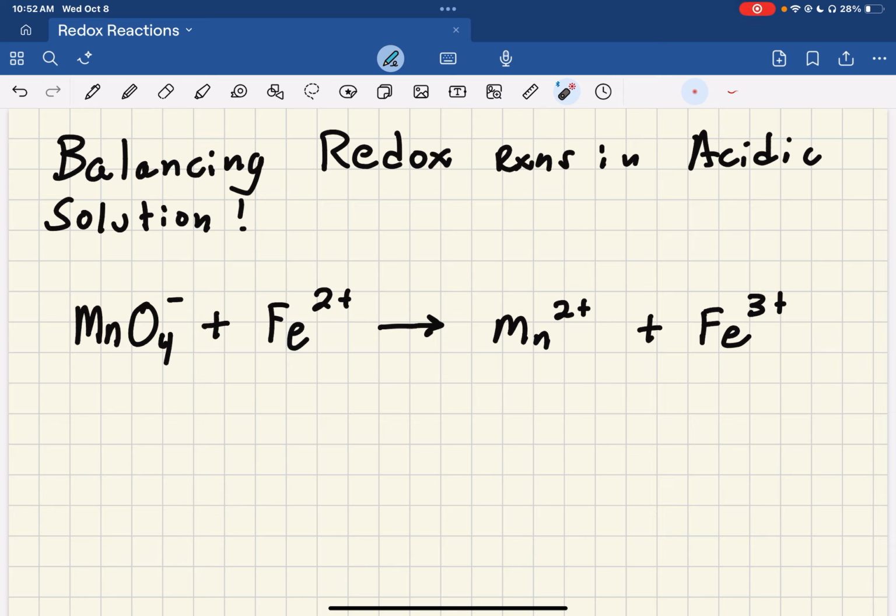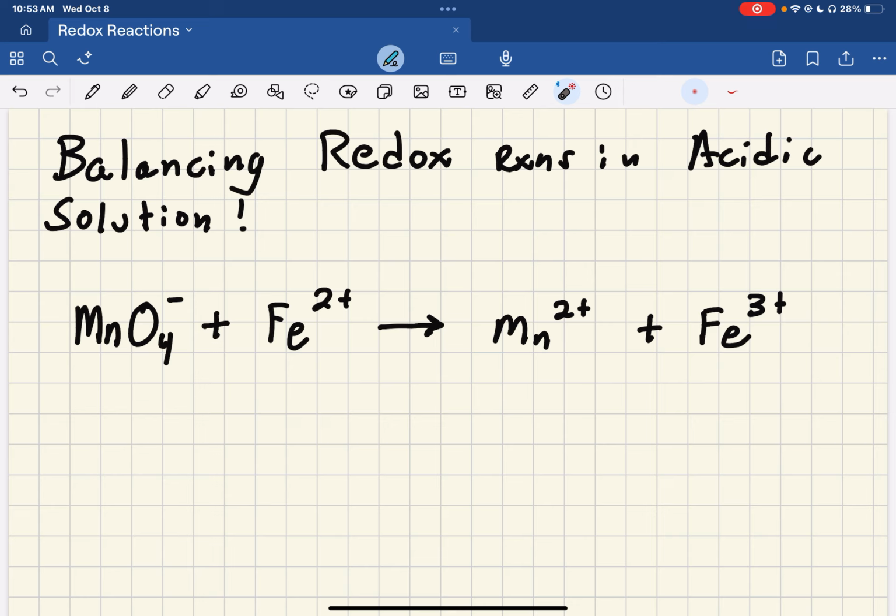And by the way, for the purposes of this class, I will always let you know if it's an acidic solution or not. Because in reality, if you're doing this reaction in real life, you'll know if it's an acidic reaction or if it's in basic solution. You'll always know. All right. So here's how we do this.